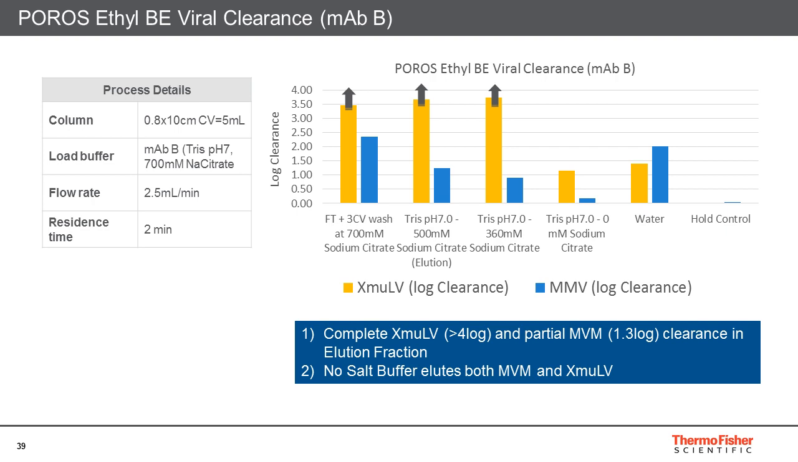And for Ethyl, in contrast to Benzyl Ultra in the previous slide, simply a no-salt Tris buffer was sufficient to elute both XMuLV and MVM. Also note that this relatively easy viral strip behavior was also observed for the mAb bind-elute process on POROS Benzyl. So basically, Benzyl is more hydrophobic than Ethyl, but less hydrophobic than Benzyl Ultra.